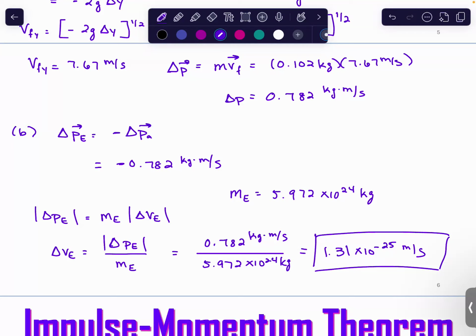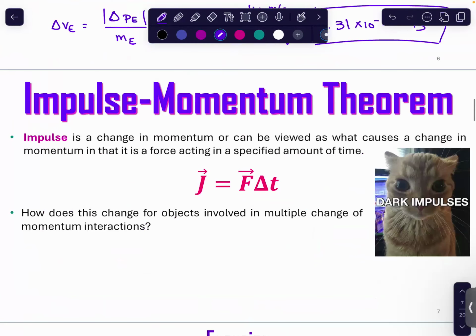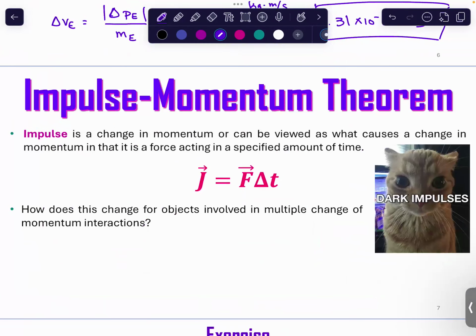It's called the impulse momentum theorem. Now, in all fairness, we're talking about the physical construct called impulse.